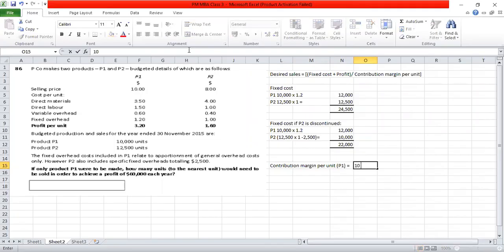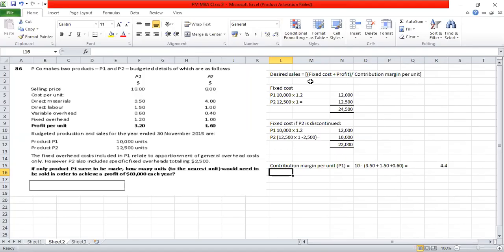Selling price is 10. 10 minus, there are three components of variable cost, 3.50 plus 1.50 plus 0.60. Five point six. So 4.4. Contribution margin per unit is 4.4.